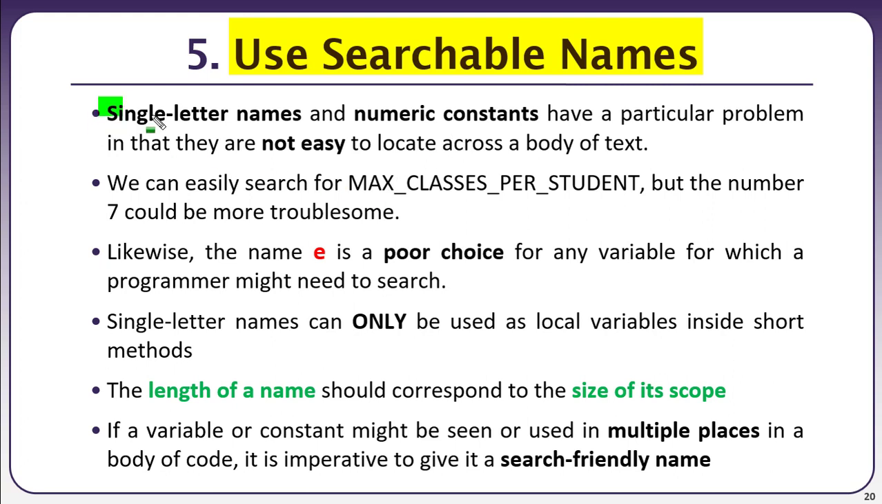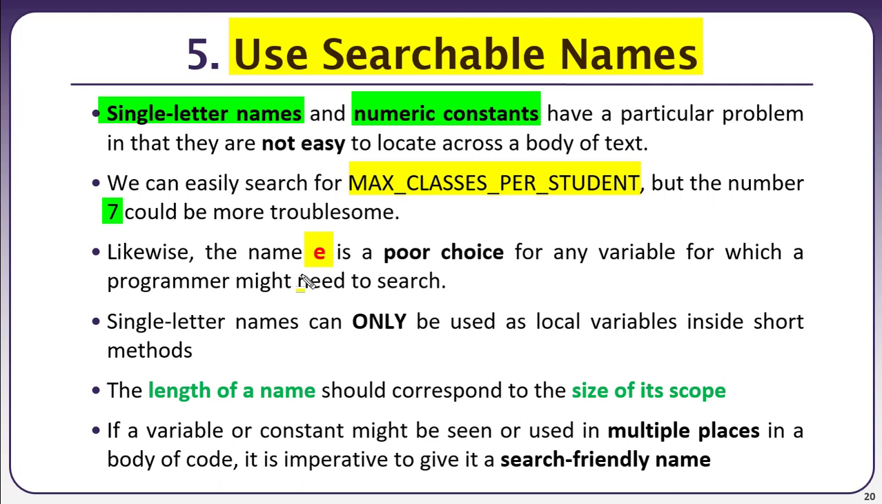To be specific, single letter names and numeric constants have a particular problem in that they are not easy to locate across the body of the text or the code that we have already written. So let's suppose, for example, we want to use the number 7 somewhere. It is recommended that instead of using this hard-coded value, we should be using a named constant which shows the intention, which has a meaning, and it can also be searched across the code. Similarly, single letter names are considered a poor choice because it is very difficult to search them across the code.